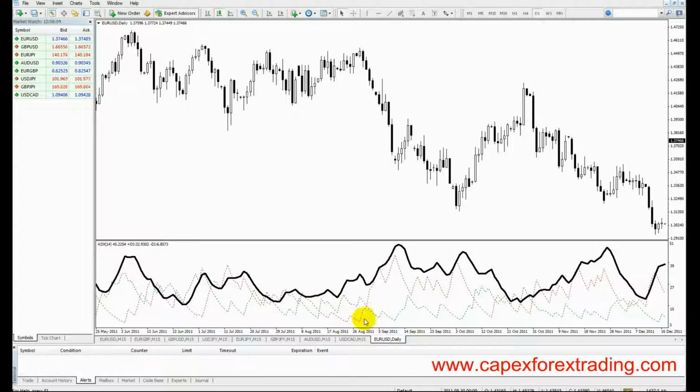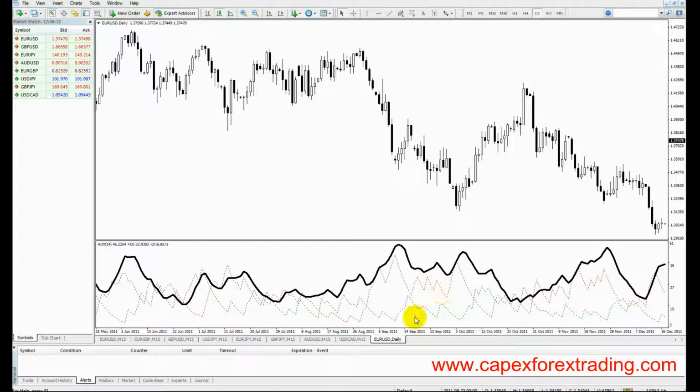Now, the ADX indicator is made up of three lines. The first line is the plus DI line, and it's this green line that you see here. Now, this line only measures uptrends, and the higher it goes, the stronger the uptrend. The second line is the minus DI line, and it is this red line that you see here. Now, this line only measures downtrends, and the higher it goes, the stronger the downtrend.